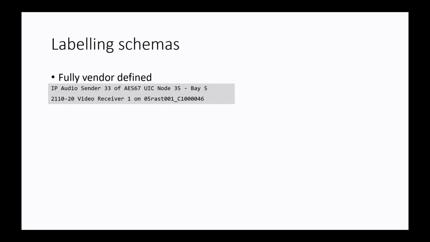The second one is, okay, slightly easier. I can see what it is. It's going to receive some video, and that looks like it might have a bit of serial number in it, so that might give me a clue, but I've still got to go and find out what that is.